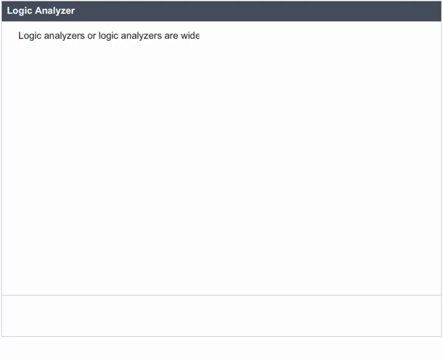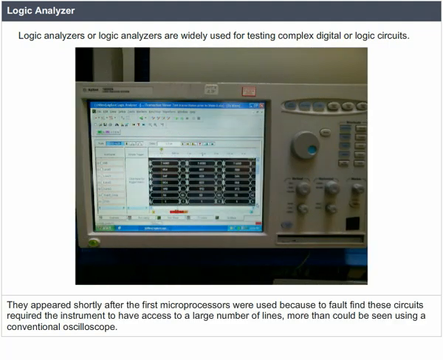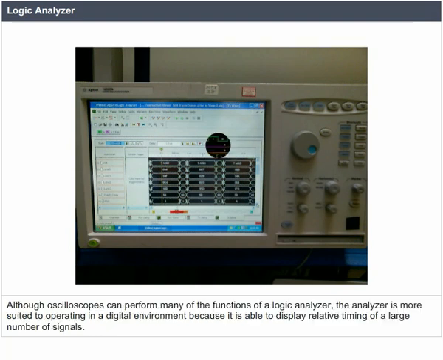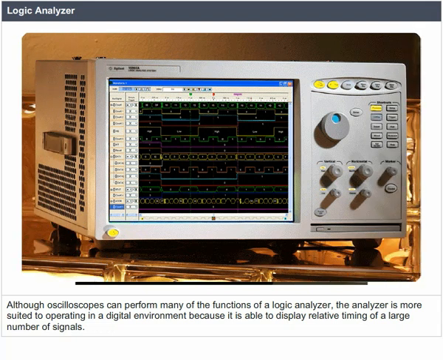Logic analyzer. Logic analyzers are widely used for testing complex digital or logic circuits. They appeared shortly after the first microprocessors were used, to find faults. These circuits required the instrument to have access to a large number of lines, more than could be seen using a conventional oscilloscope. Since then, the need for logic analyzers has grown, especially as the complexity of circuits has continued to grow. Although oscilloscopes can perform many of the functions of a logic analyzer, the analyzer is more suited to operating in a digital environment because it is able to display relative timing of a large number of signals.